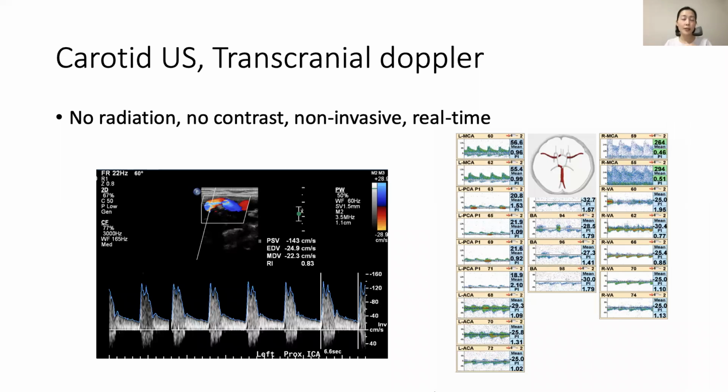Carotid ultrasound and transcranial Dopplers. We're using less of this now that we're getting CTAs for everyone. But it is very useful in that there's no radiation, there is no contrast, it's non-invasive, and it gives us real-time data about the blood flow. We can tap on the vessel, we can press on it to see how the flow changes. And so it does give us useful information, and so there will be instances when we use it.